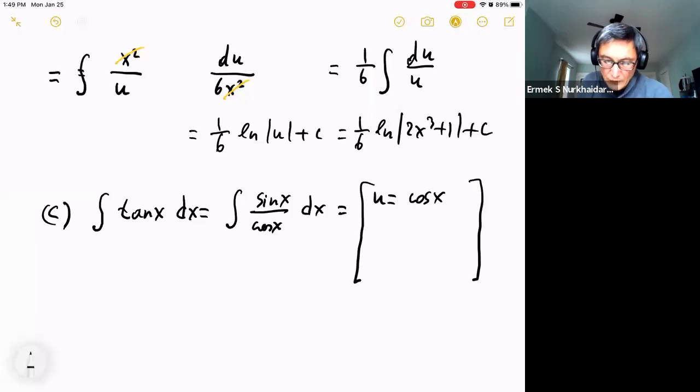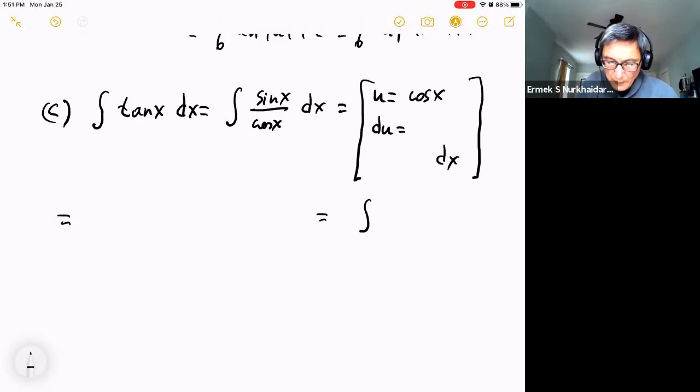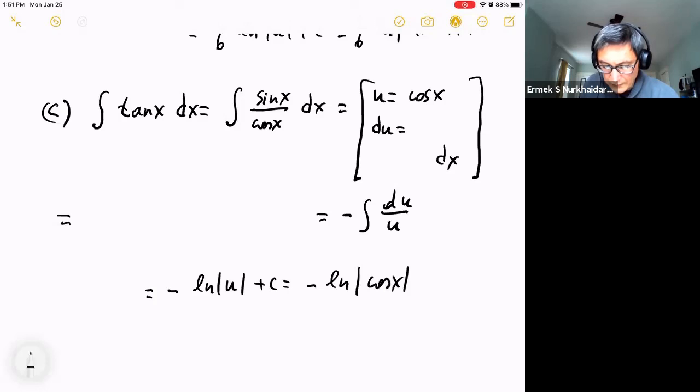Okay. So try to proceed: find du, find dx, and eventually find the integral in terms of u, and finish that. So if I'm correct, we should get negative integral du over u. So we should get negative ln of absolute value of u. So we get negative ln of cosine x.